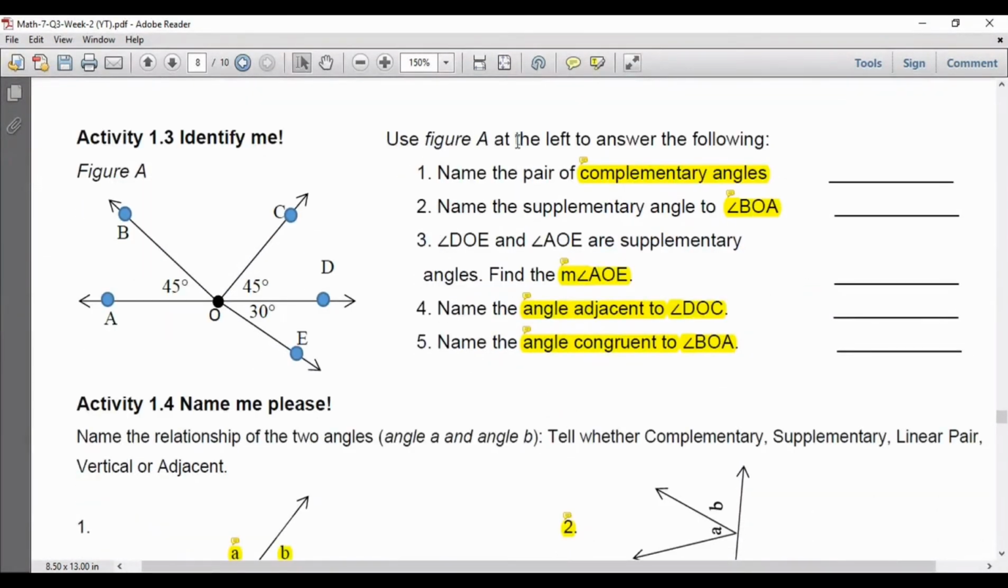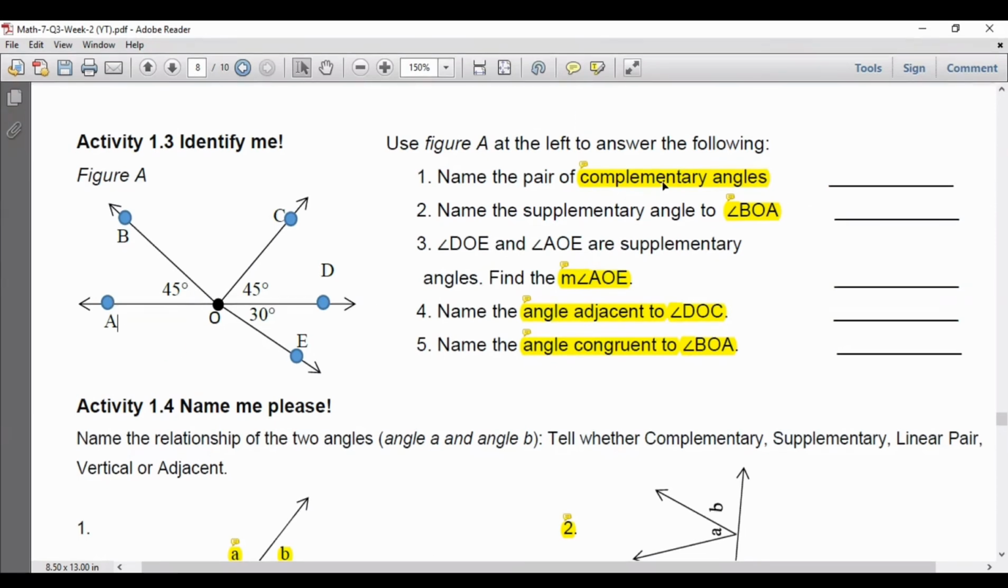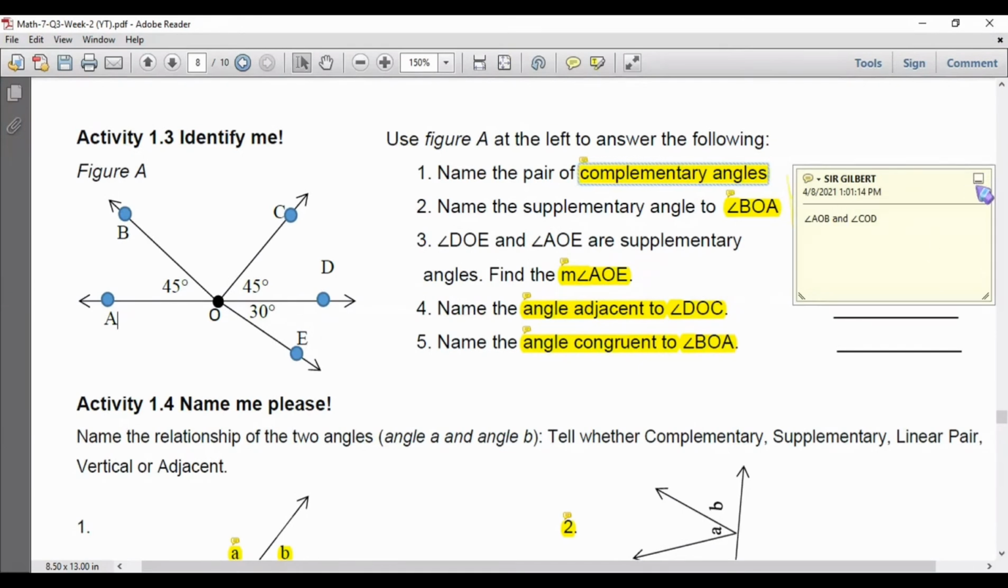So, identify me. Use figure A at the left to answer the following. Mukhang komplikado ito. Okay, ito yung mga angle natin. So, this one is angle B, angle A. Name a pair of complementary angles. Okay, siya nga ba yun? Angle AOB and angle COD. 45 plus 45 equals 90.